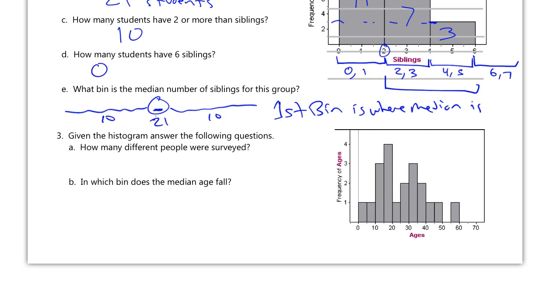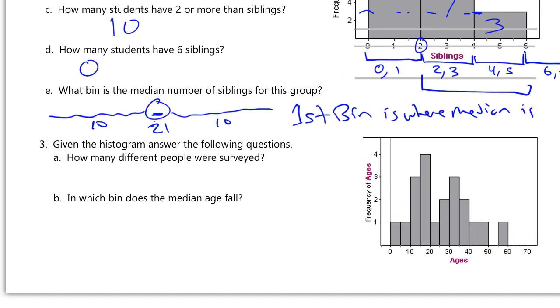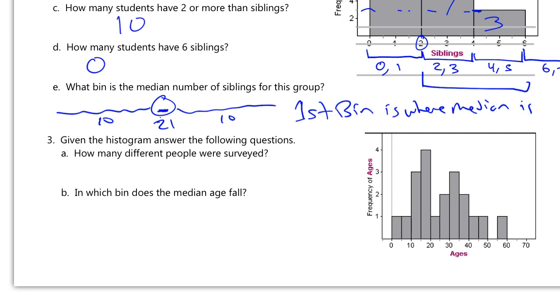All right, number 3 here. Why don't you pause it and try to answer these 2 questions on your own. Part B is just like what we just did. Okay, let's see how you did. So how many different people were surveyed? I count 20 surveyed.